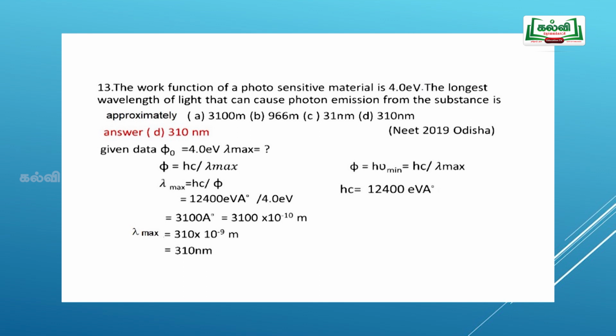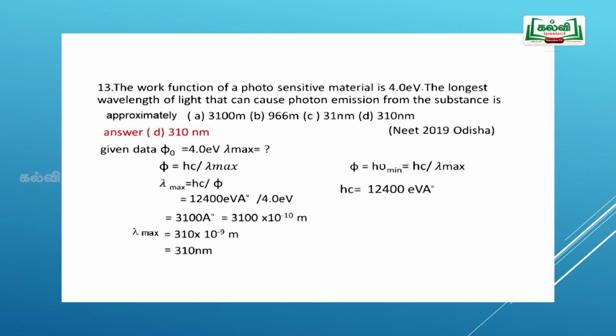The work function of a photosensitive material is 4 electron volt. The longest wavelength of light that can cause photon emission from the substance is approximately option A 3100 meter, option B 966 meter, option C 31 nanometer, option D 310 nanometer. Then this is a question from the NEET 2019 Odisha paper. So the answer D 3100 nanometer is correct. So let's see how the answer D is correct.